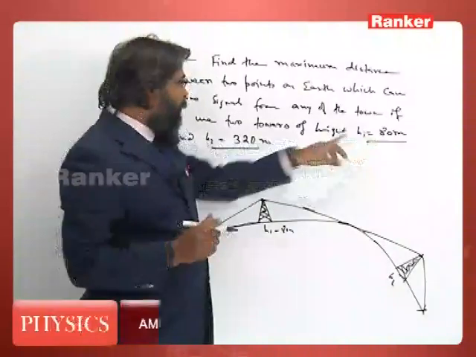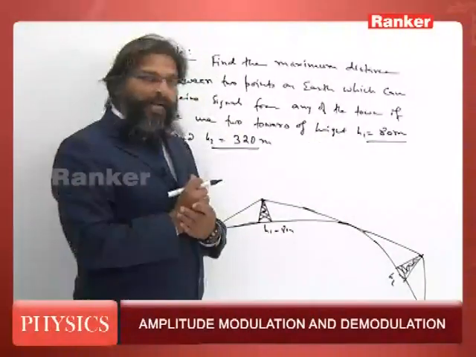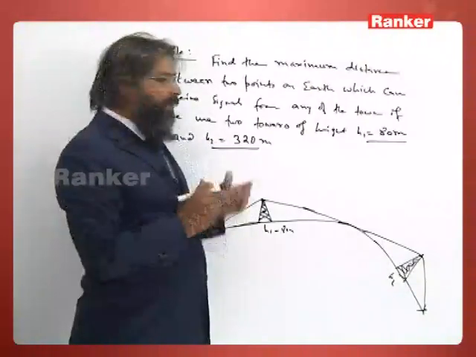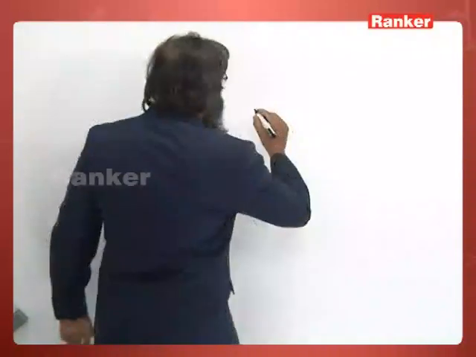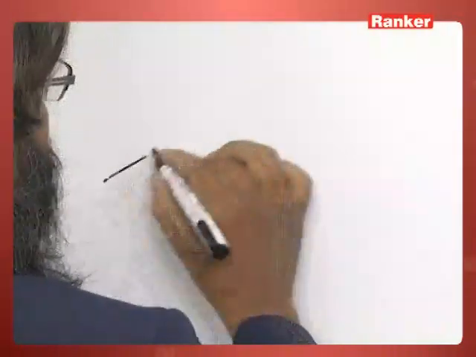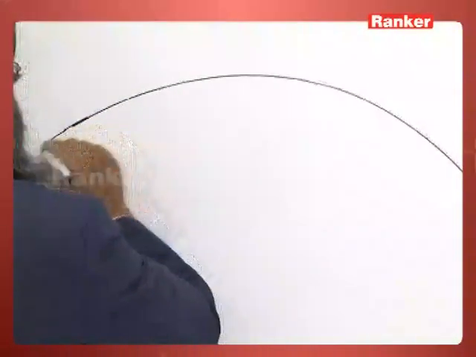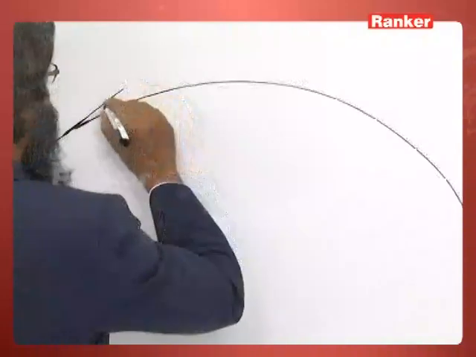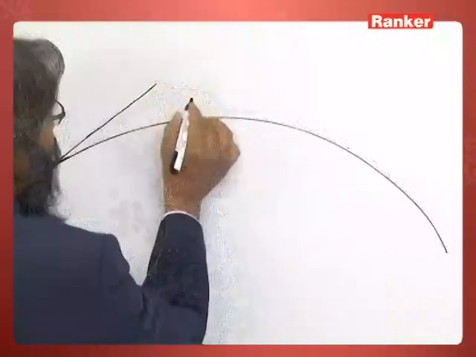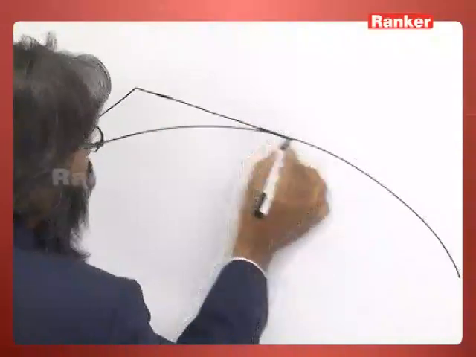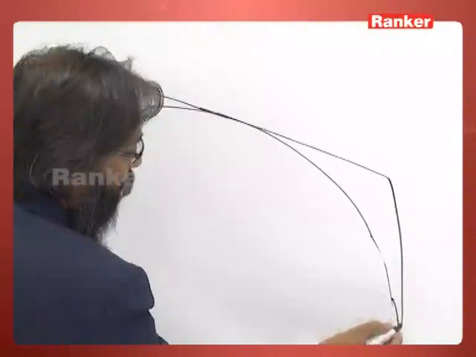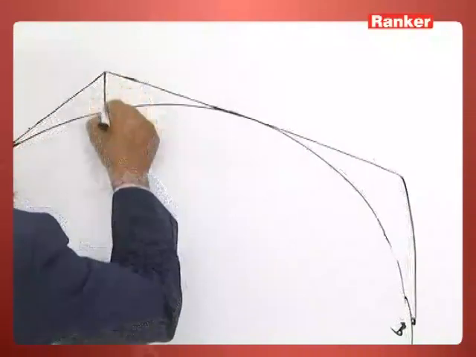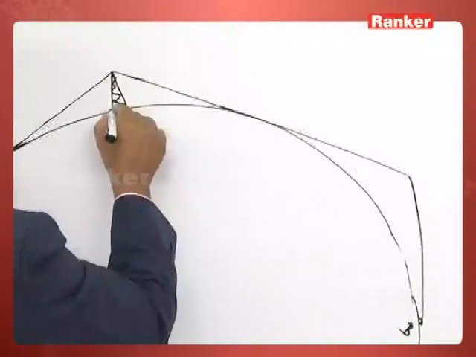One tower has a height of 80 meters, another tower has a height of 320 meters. Let us see this problem. So now let us see, this is the curvature of the earth, and this is point A, here I have assumed, and this is point B, and this is one tower. This is a highly exaggerated diagram.